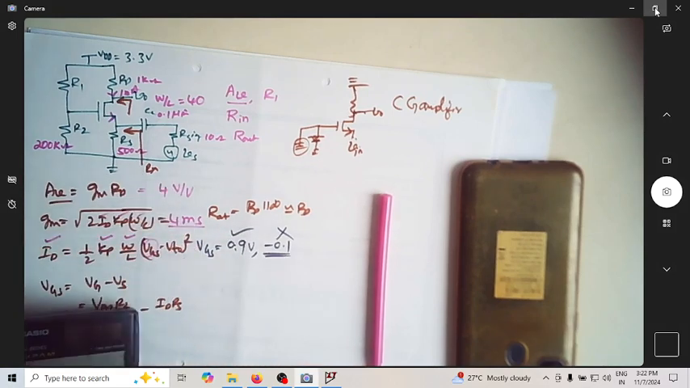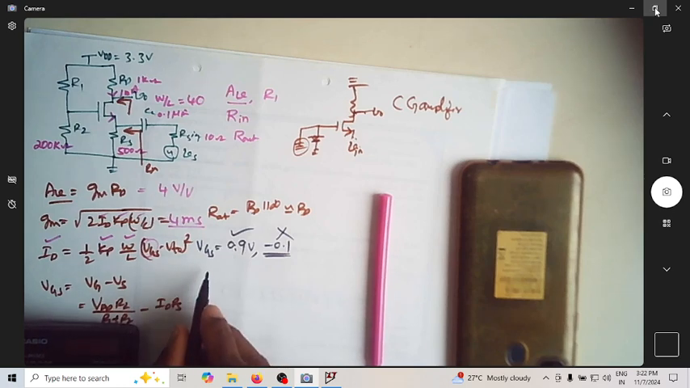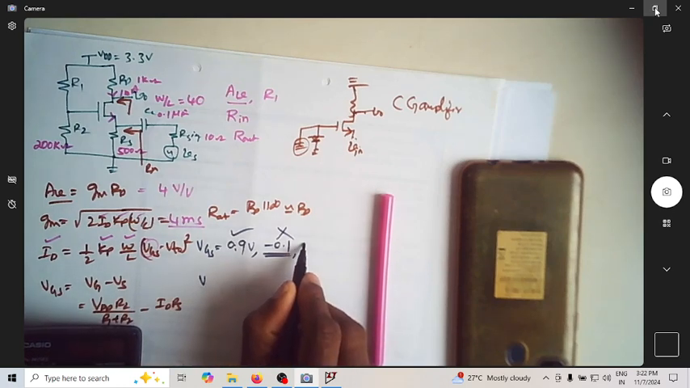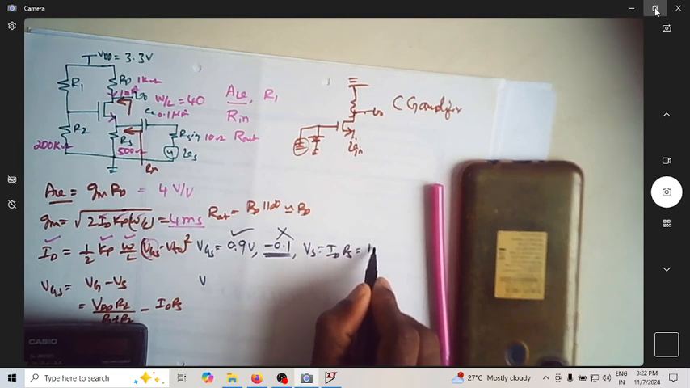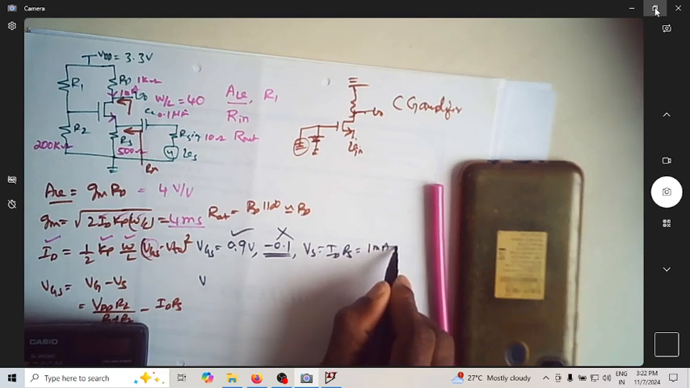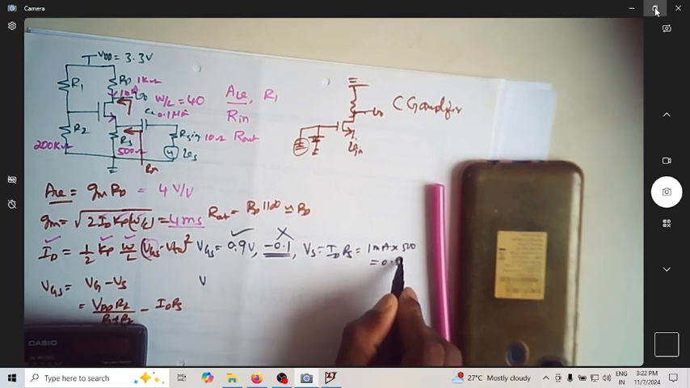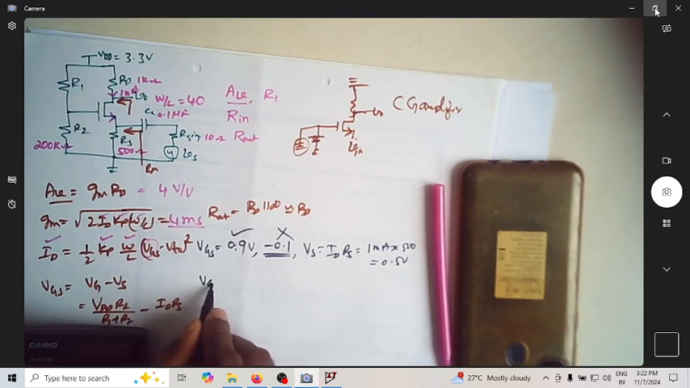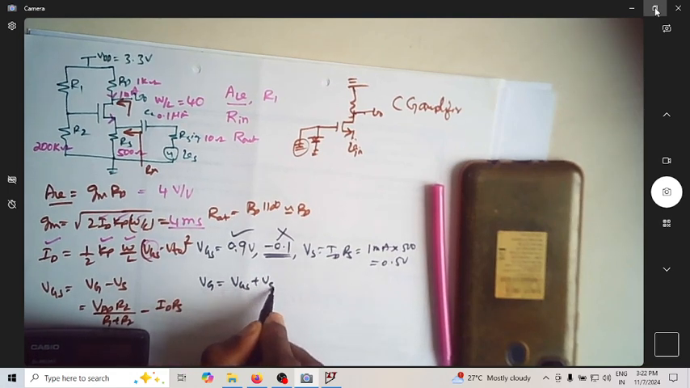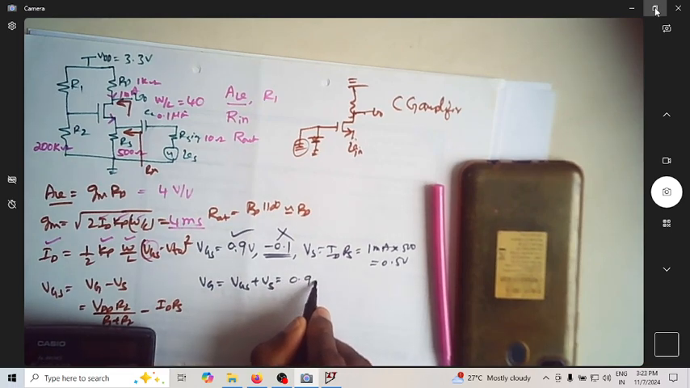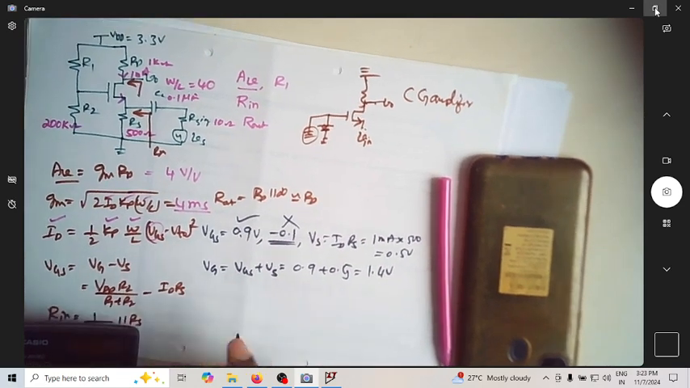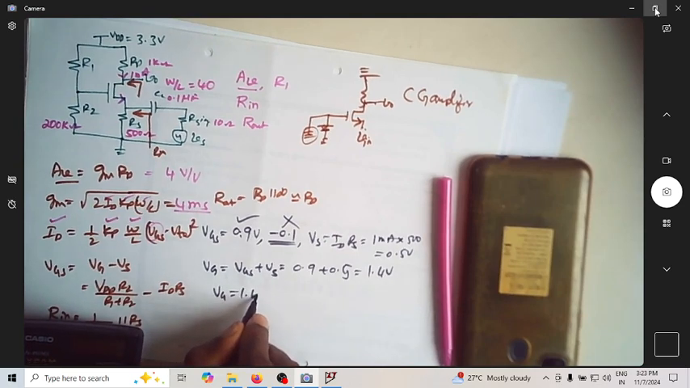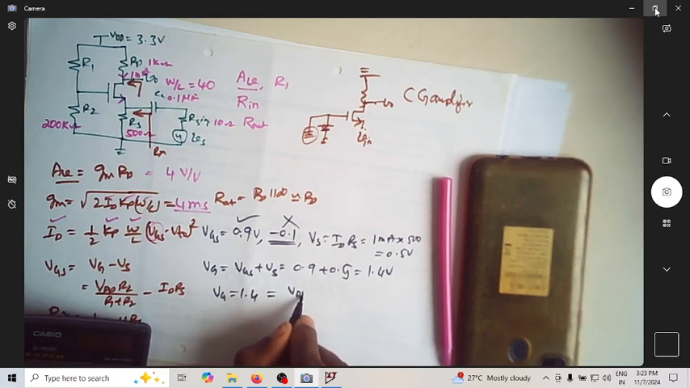So VGS is 0.9. Now, what is VS? VS is ID into RS, which is 1 milliampere into 500 ohm. This happens to be 0.5 volt. Then VG is equal to VGS plus VS, which is nothing but 0.9 plus 0.5, which is 1.4 volt. So now VG is 1.4 volt, which is equal to VDD R2 by R1 plus R2.